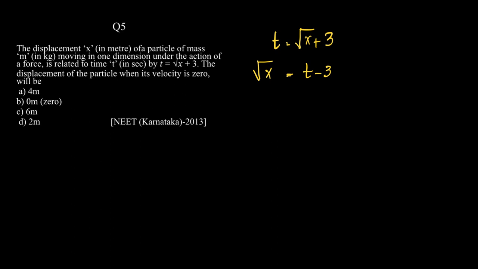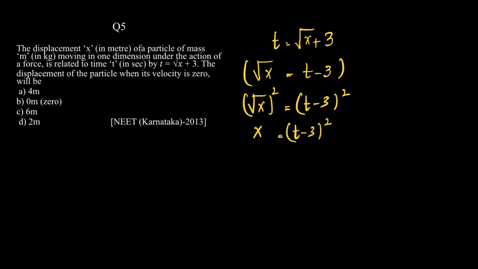What have we been asked to find out? The displacement of the particle when its velocity is equal to 0. Okay. So if I square this equation, what do I get? Root x the whole square is equal to t minus 3 the whole square, which means x is equal to t minus 3 the whole square. If x is equal to t minus 3 the whole square, if I differentiate this equation 1 with respect to t, what do I get? d by dt of x is equal to d by dt of t minus 3 the whole square, right?